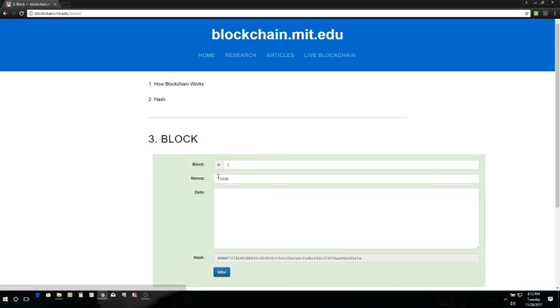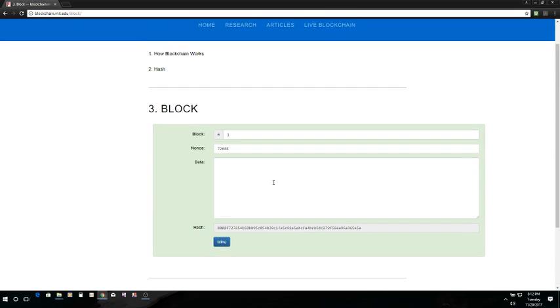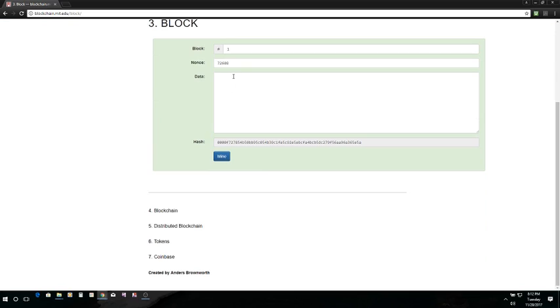So the next thing we have here is the block. Here you have a block number, and then you have this thing called the nonce. We're going to get back to the nonce in a second. Right now you have a blank data field that takes this nonce number and the block number into consideration. Again, we'll type some information here, and as you can see, everything went pink.